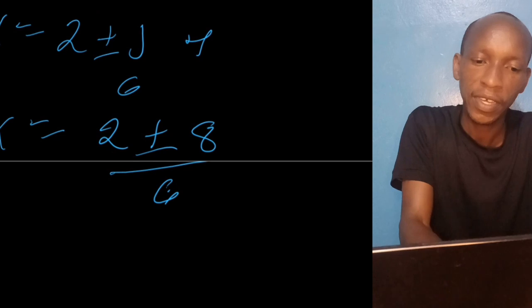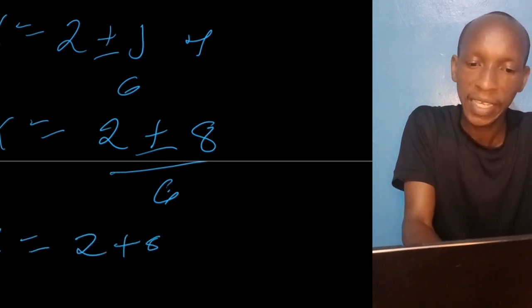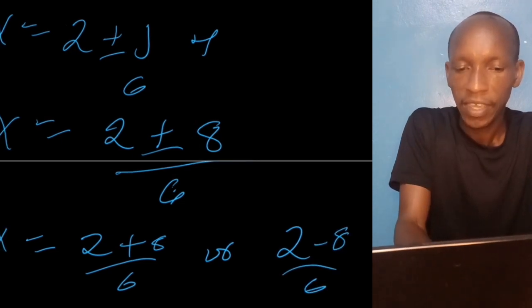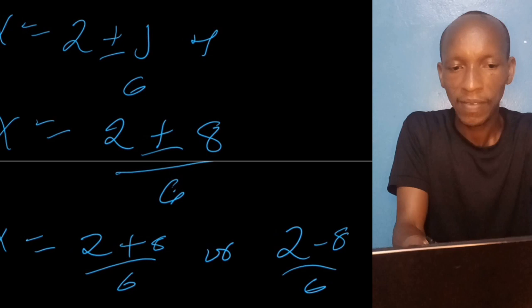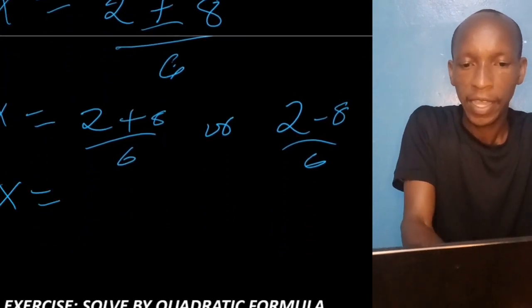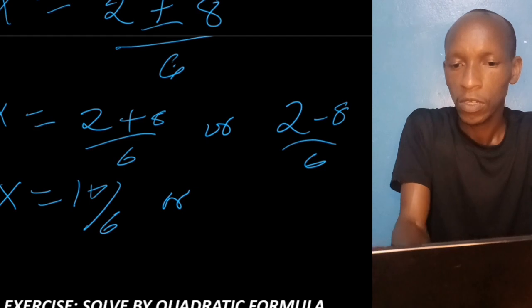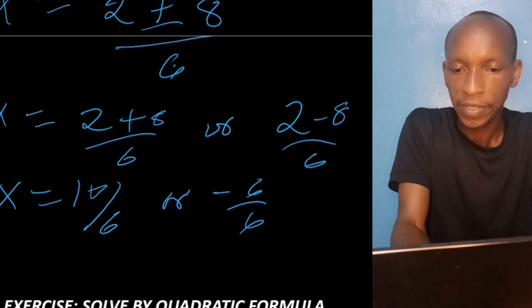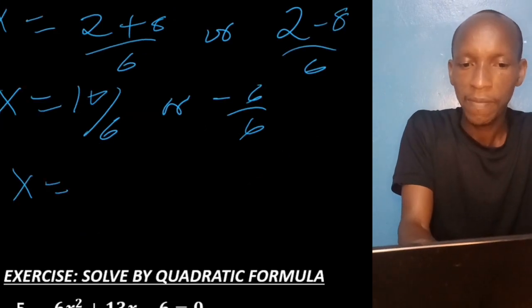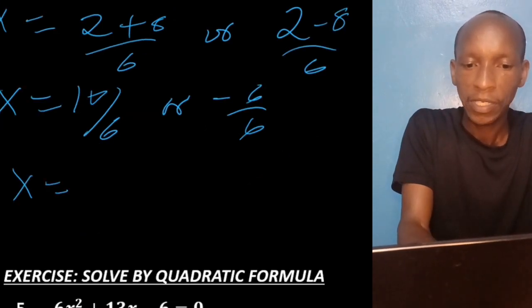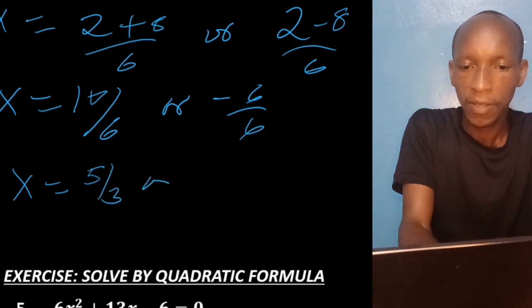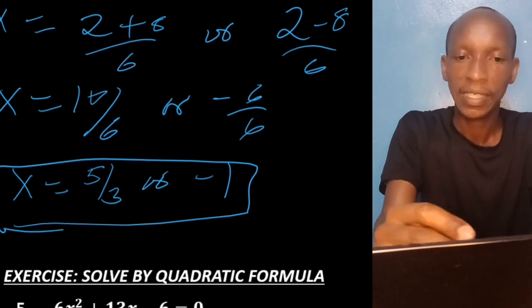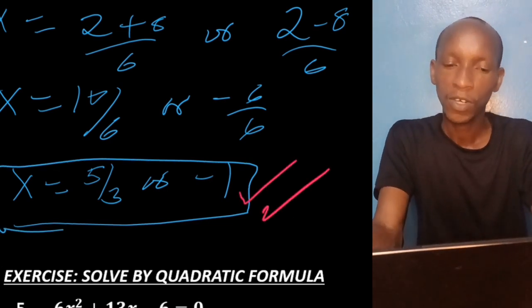So our value of x is going to be 2 plus 8 over 6 or 2 minus 8 over 6. If it is 2 plus 8, that one gives the value of x becomes 10 over 6. Or if it is minus, 2 minus 8 is negative 6 over 6. This is going to be the same as 5 over 3 or negative 1. These are the correct values of x for this case. x is 5 over 3 or negative 1.